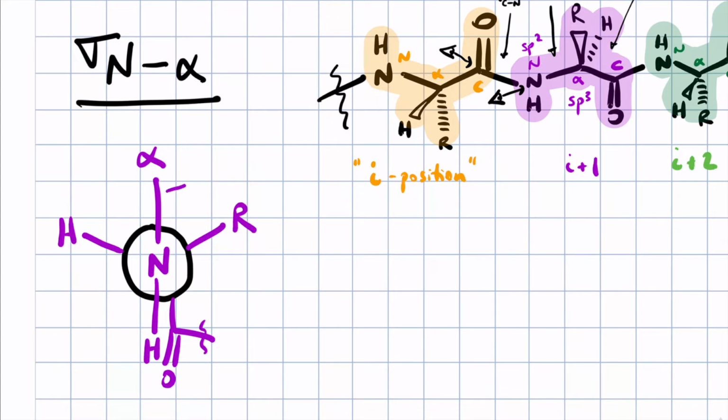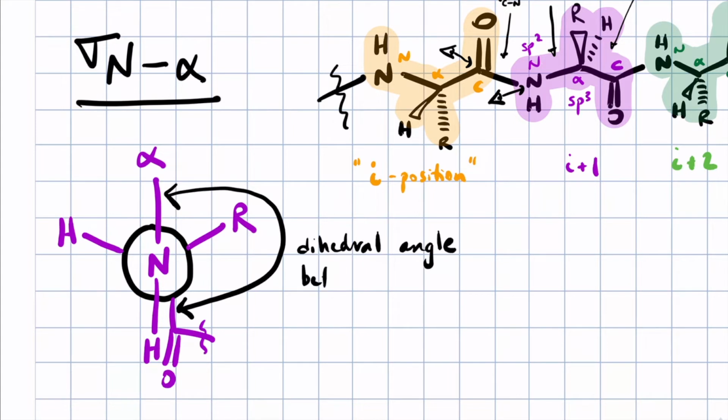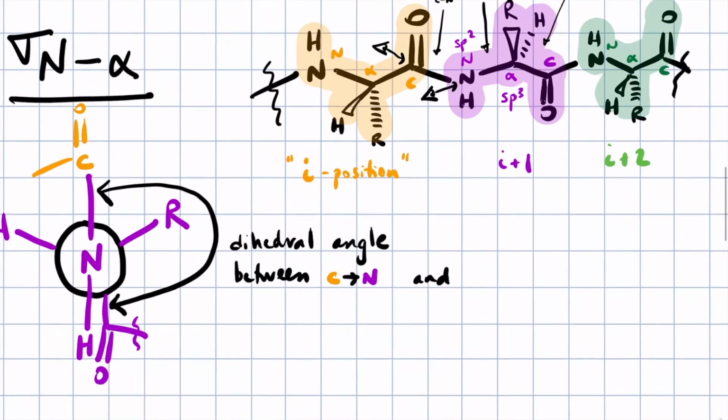And the dihedral angle we're going to use to describe conformations about this bond is the dihedral angle between the alpha carbon to nitrogen bond and the, oops, sorry, that should be the previous carbonyl carbon there. So this is going to be the bond between carbonyl carbon at the I position and the amide nitrogen at the I+1 position.